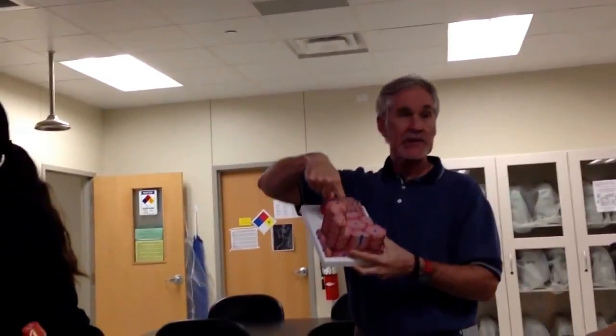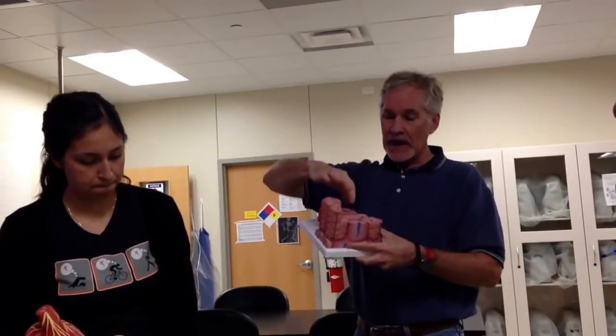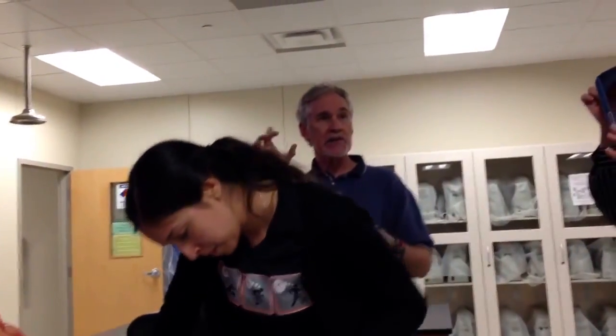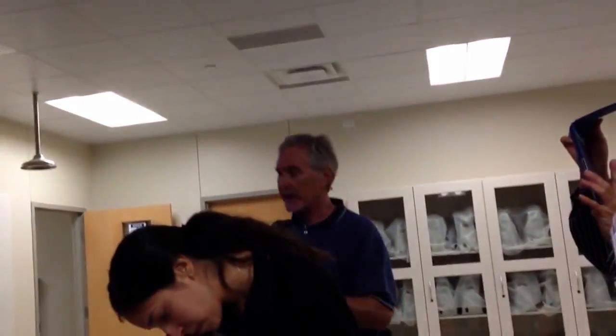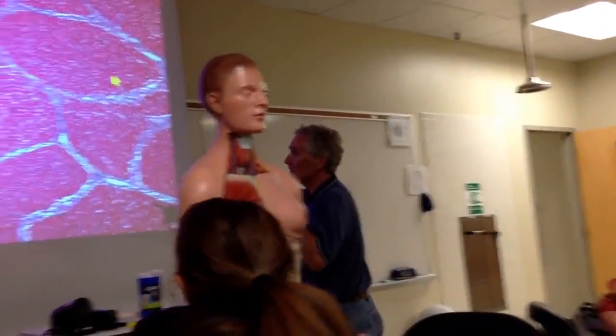There's about 1 million of these liver lobules, these little six-sided structures that make up the liver. And these little six-sided structures are made up of plates of hepatocytes, liver cells, that radiate out from a central vein that runs in the middle of the lobule.